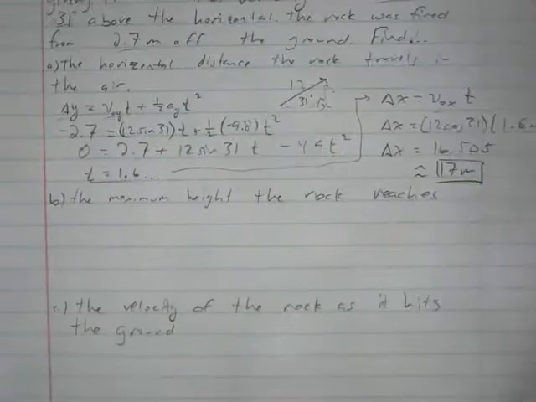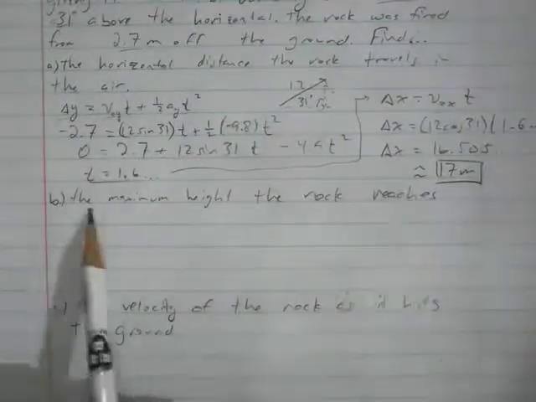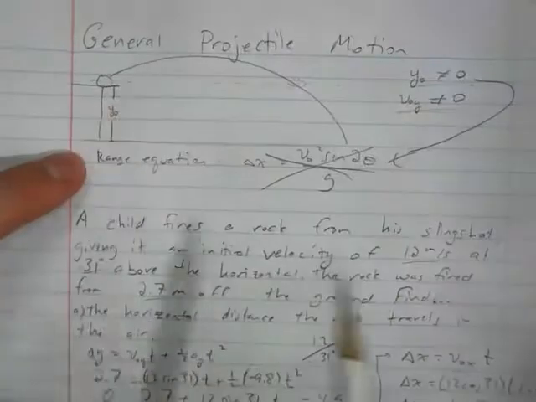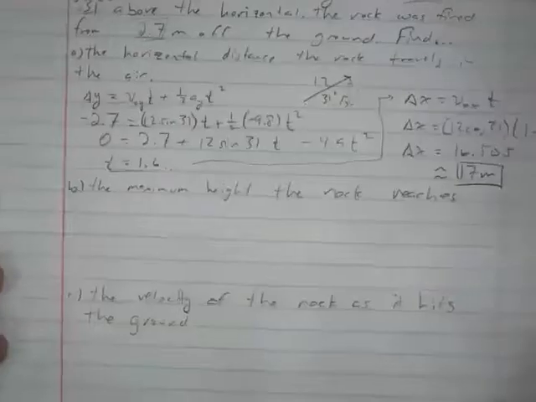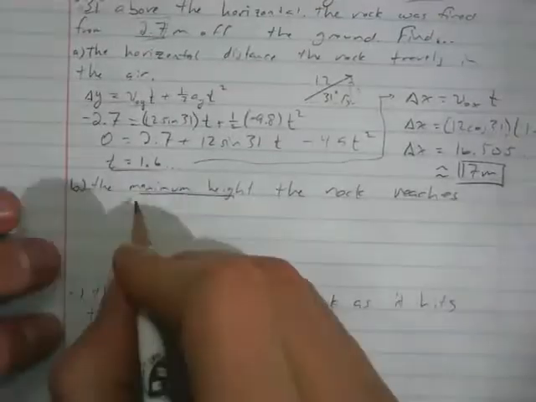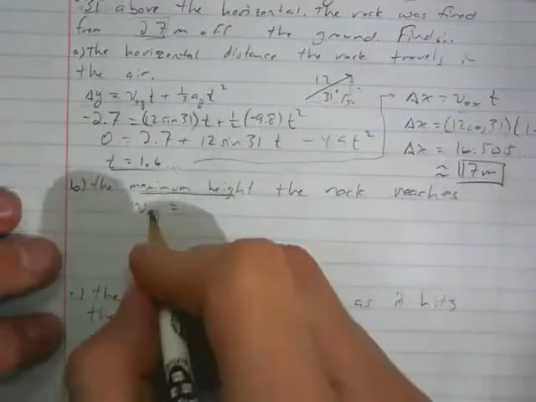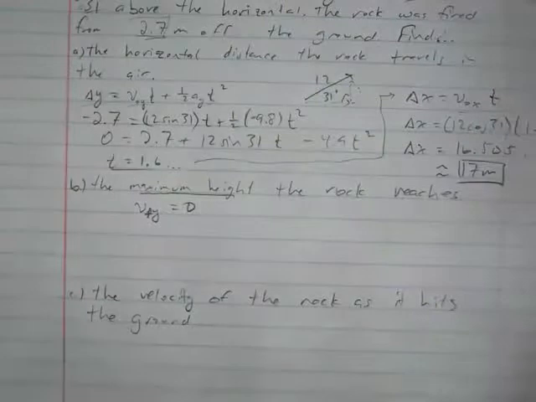So the next part of the question asks us what the maximum height is that the rock reaches. We've done this problem before. The only difference here is that now our initial height, our y naught, is not 0. Our y naught is 2.7 meters. So what do we know at maximum height? We know that the y component of the final velocity is going to be 0, because at maximum height in the vertical direction it comes to rest for a moment.